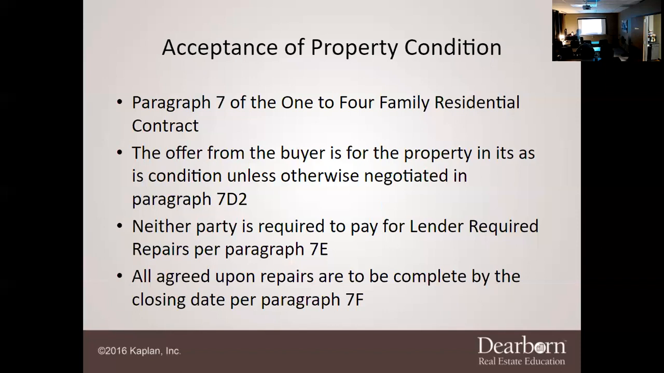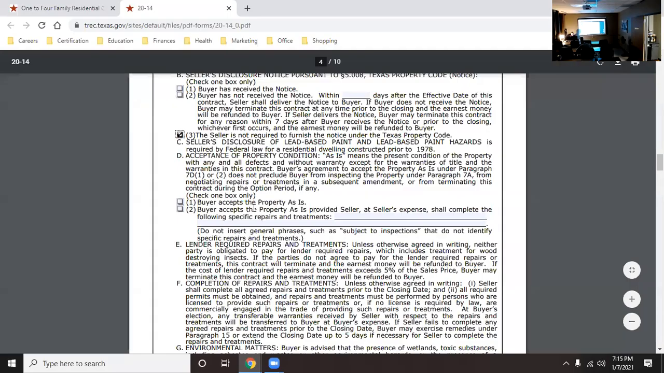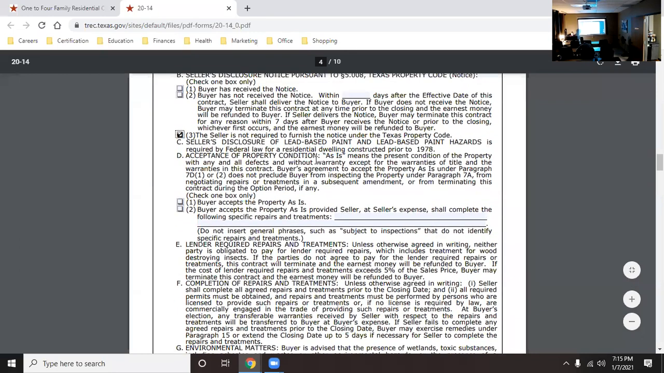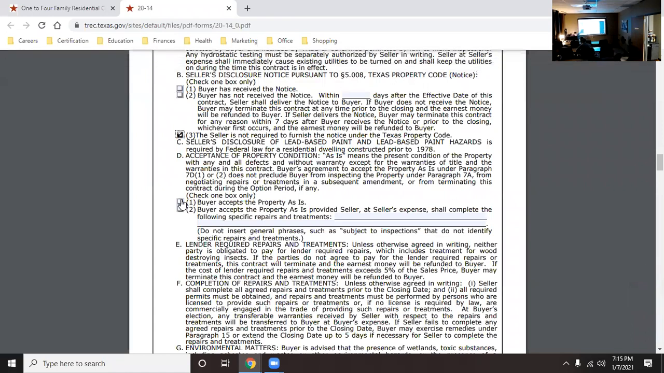So let me jump over here, okay? So right here, 7D, acceptance of the property. It is as is. When you submit a contract, I get clients, especially new agents, when they're starting out.